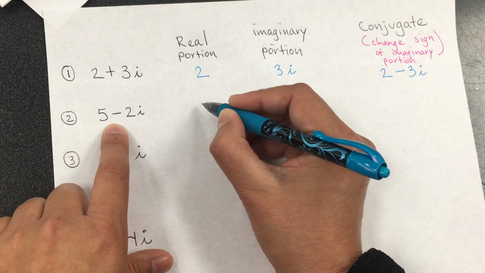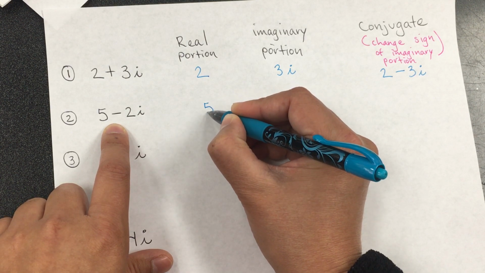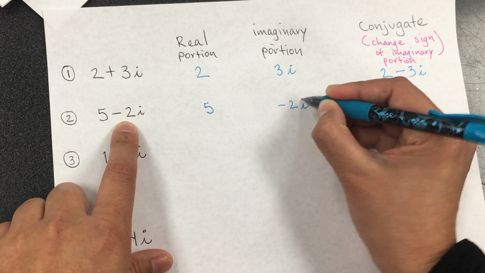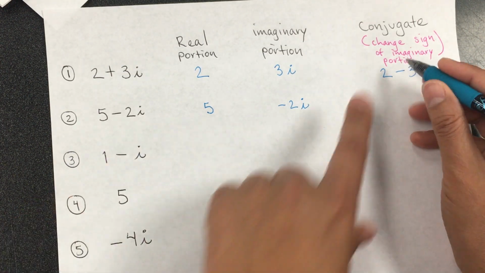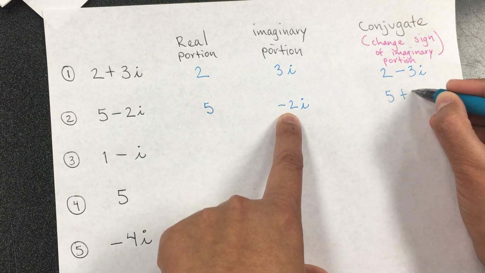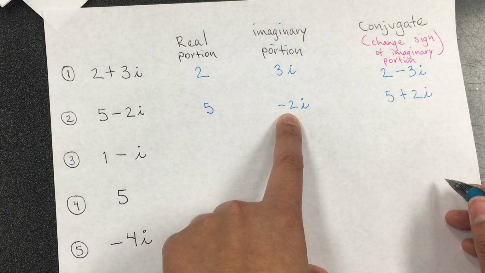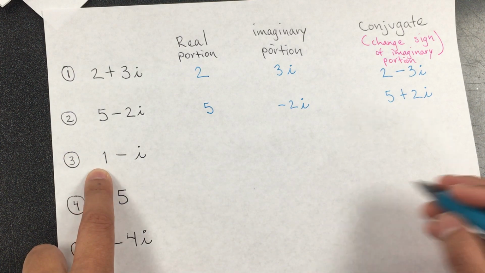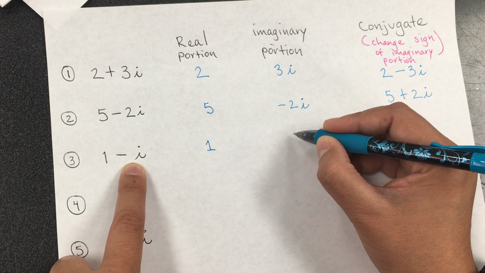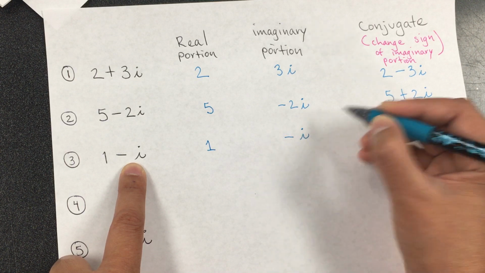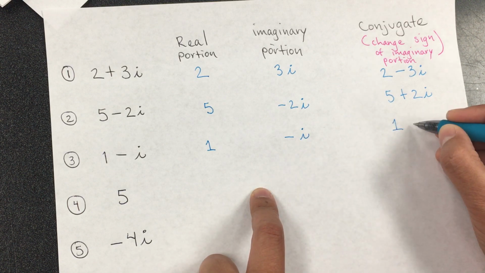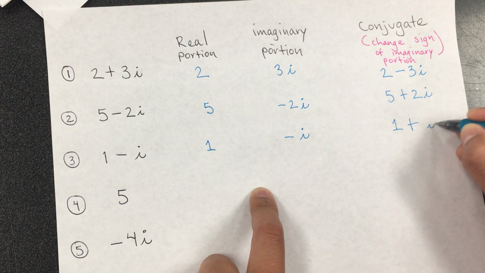For the next one, the real portion is 5. The imaginary portion is negative 2i. And basically the conjugate is, keep this the same, this becomes plus 2i. For the next one, the real portion is 1. The imaginary portion is negative i. And so for the conjugate, it's going to be 1 plus i.